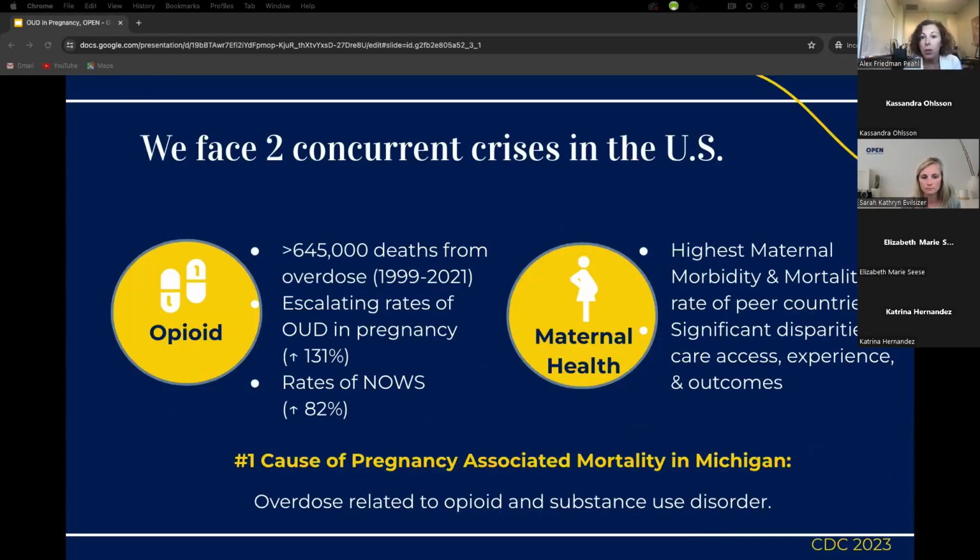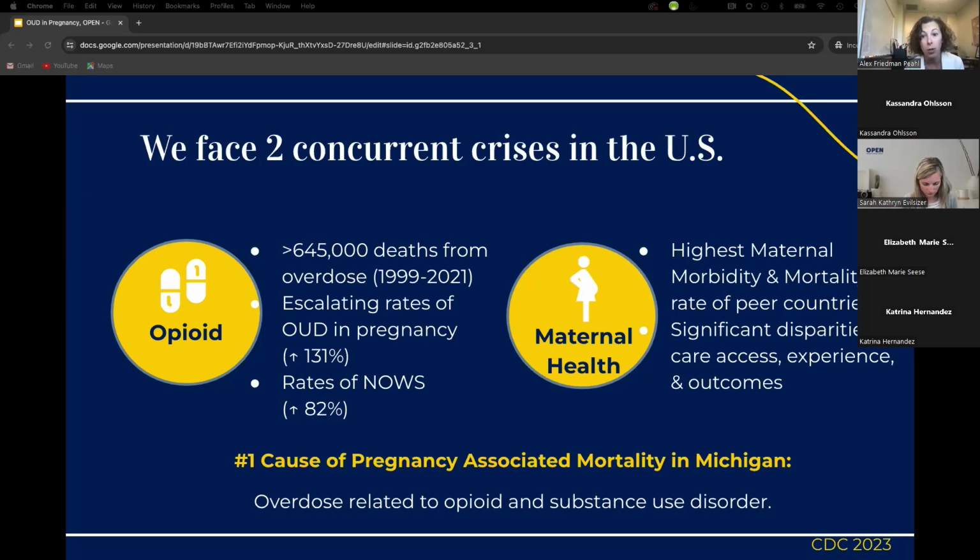We face two concurrent crises in the United States. First, the opioid crisis, which this audience is very familiar with. In the US, there have been almost 650,000 deaths from overdose, and that has translated into the obstetric space with escalating rates of opioid use disorder in pregnancy and resulting neonatal complications, with rates of neonatal opioid withdrawal syndrome.